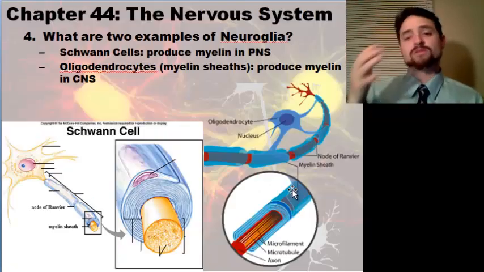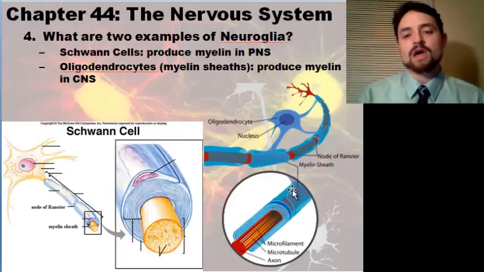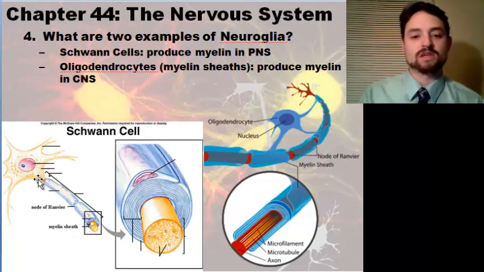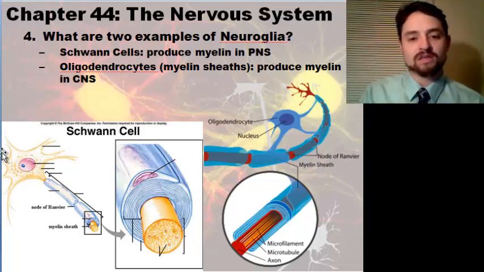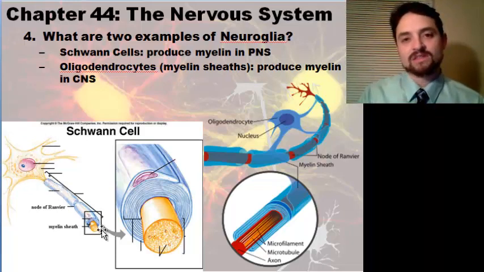So what are two examples of neuroglia? The two common examples are the Schwann cells, named after Theodore Schwann, and these produce myelin in the peripheral nervous system. So here's a Schwann cell, and you can see these Schwann cells actually encase the axon of the nerve cell. So you've got here the dendrites would be here, here's the cell body, and then the axon that sends the signal.